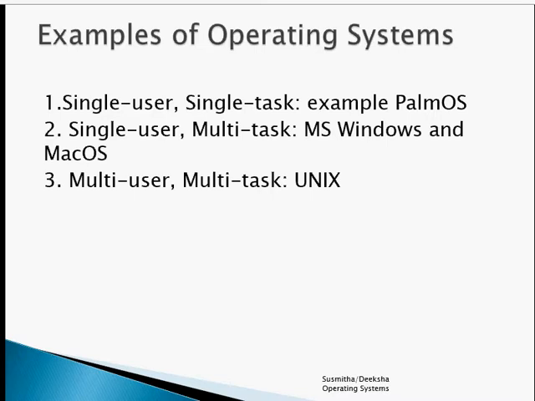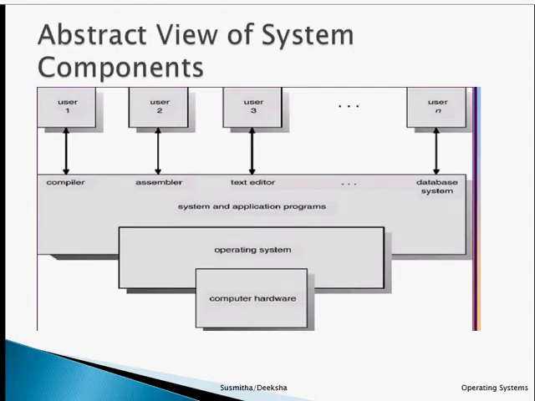Let's see the abstract view of the system components. Here we can see that different users are using the system and application programs simultaneously. We have n number of users, and the system and application programs are connected to the operating system, and that is in the computer hardware. Let's see the details of these.